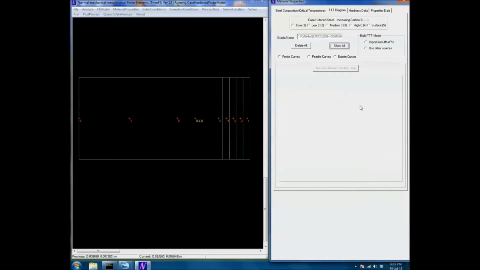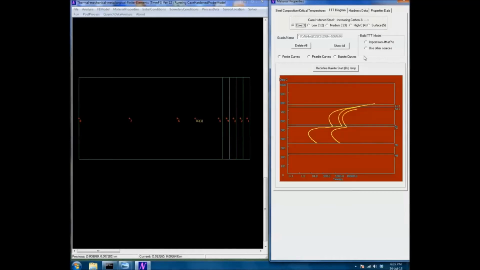Corresponding to these chemical compositions, the TTT diagrams are also generated, which can be seen here. Now the core material has a TTT diagram described in this fashion with the ferrite curves, ferrite start and the ferrite end, with the pearlite curves defined in this fashion and the bainite curves defined in this fashion.